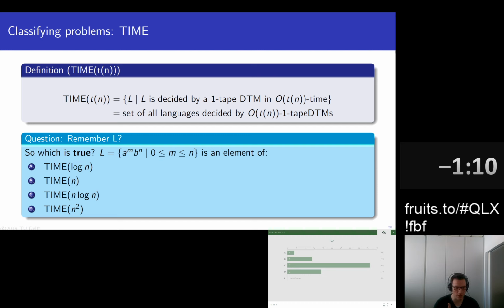Now we saw our language L earlier. Which of these is that an element of? Is it an element of time log n, time n log n, time n squared? Let me open it in feedback fruits. There we go. And I'll give you a bit of time to give me an answer.